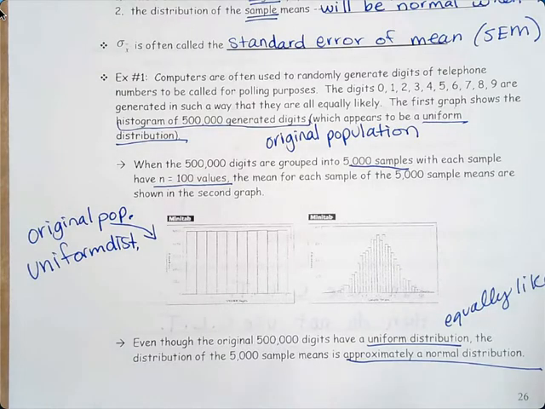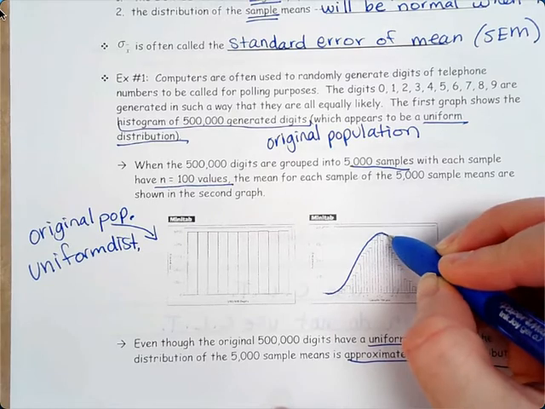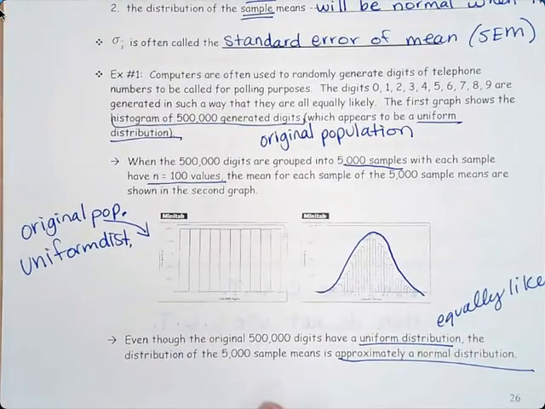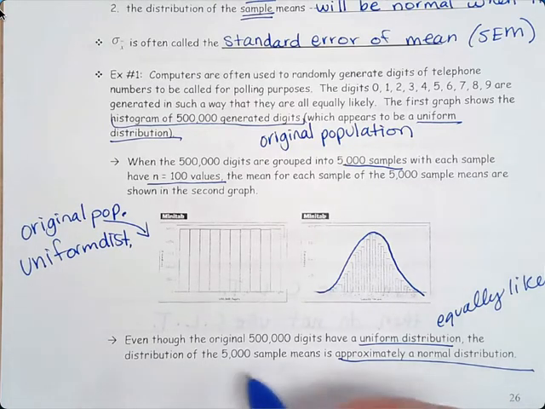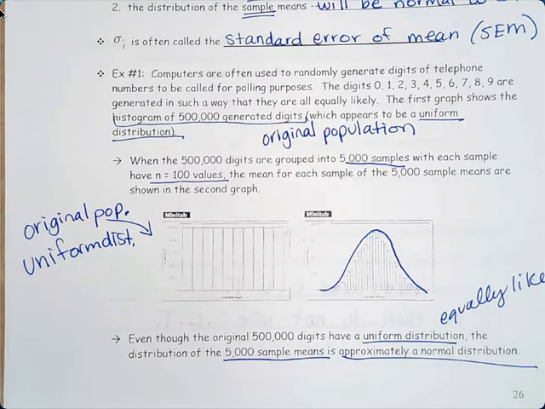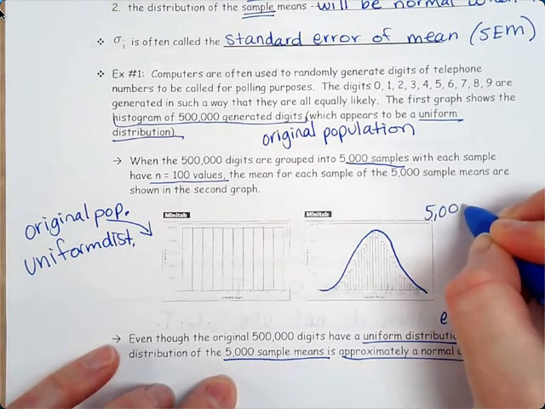And then we would use the central limit theorem. See how this looks now? Looks like a normal distribution. So even though the original 500,000 digits have a uniform distribution, the distribution of the 5,000 sample means is approximately a normal distribution.